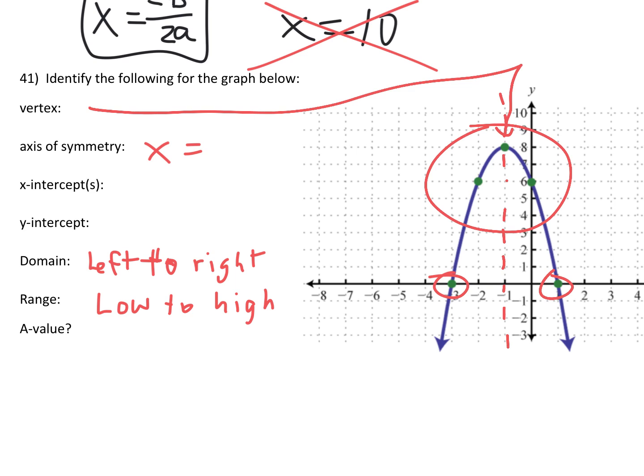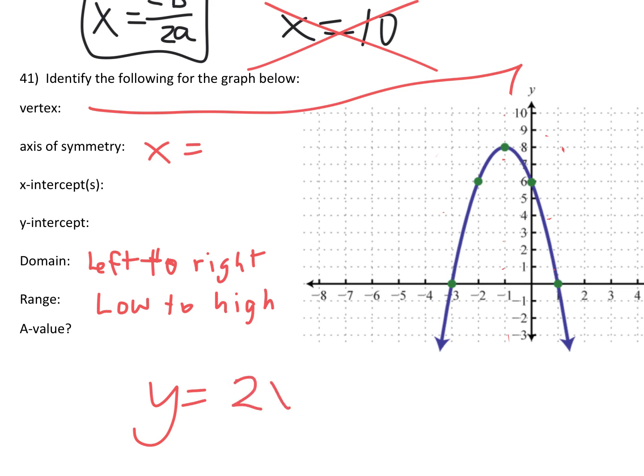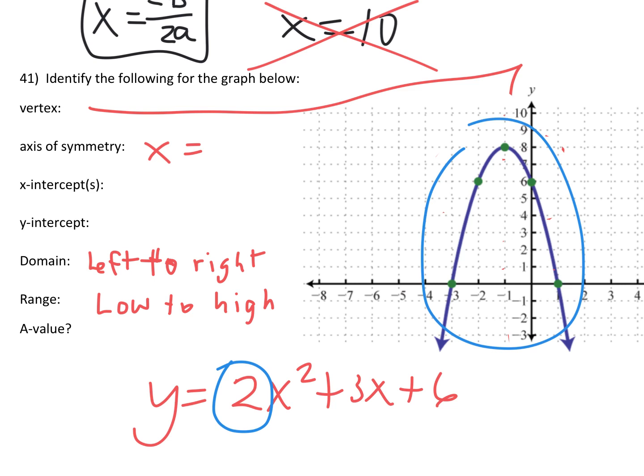And then the last question is a value. A lot of people ask about that one. And I get that it's kind of obscure. Looking at this graph, what's the a value? Well, if you look at an equation like y equals 2x squared plus 3x plus 6, let's say it was that. What's the a value? Well, it's this value. Well, how am I supposed to know what that is for this?